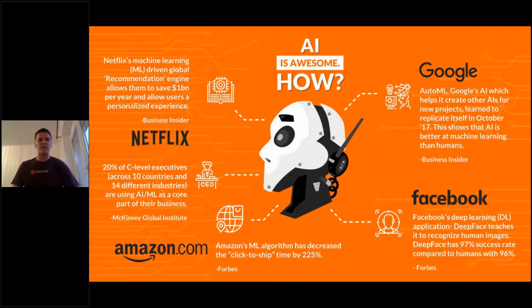Amazon, 20% of the C-level executives across 10 countries and 14 different industries are using AI. It's significant, and it is changing the way things are done. And Google's doing it all over the place. They've been listening to conversations and figuring out voices and having the deep neural networks that we're talking about involved in this. And this shows AI is better at machine learning than humans are. We found that to be true.